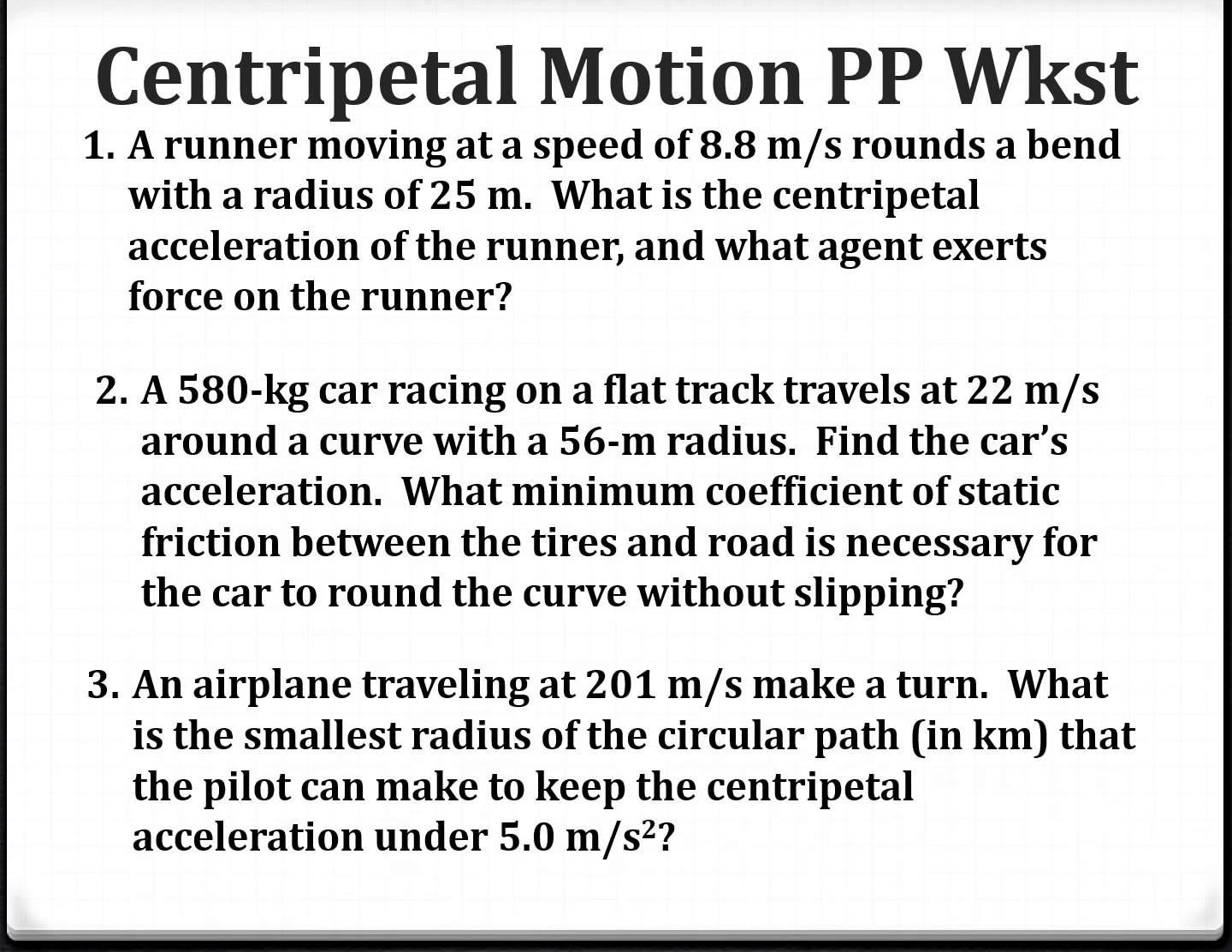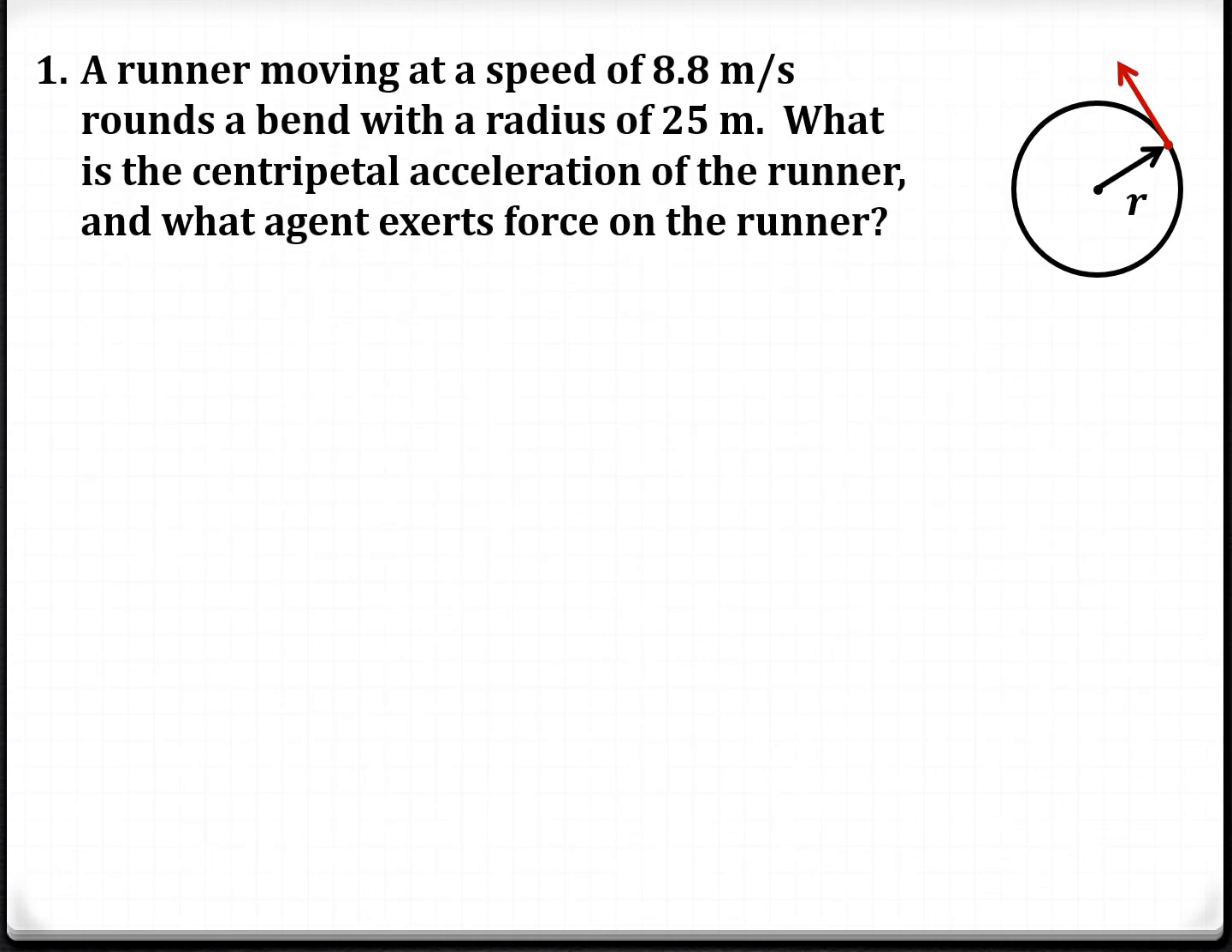All right, so some of the problems we're going to be dealing with on this: number one, a runner moves at a speed of 8.8 meters per second around a bend. Number two, we got a 580 kilogram car on a flat track, and then we got an airplane on the third example. So let's go ahead and do these. So now we're going to look at a few examples of some centripetal motion. Number 12, it says a runner moving at a speed of 8.8 meters per second rounds a bend with a radius of 25 meters. What's the centripetal acceleration of the runner, and what agent exerts the force on the runner?